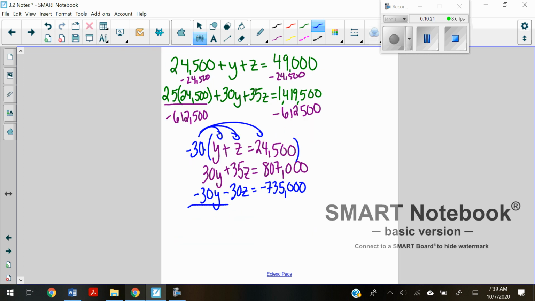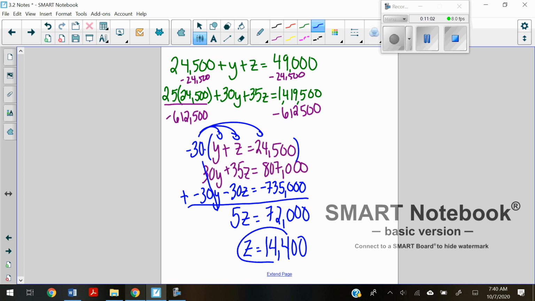So now you're dealing with that purple equation and the blue one. So when we add these, my y terms will cancel. I end up with 5z equals 72,000. I'm going to divide both sides by 5. So go ahead and grab your calculator, take 72,000, divide it by 5, and you find z to equal 14,400. Okay, so we have x and we have z. So to find y, let's go ahead and just plug it back into that very, very first equation that we did.